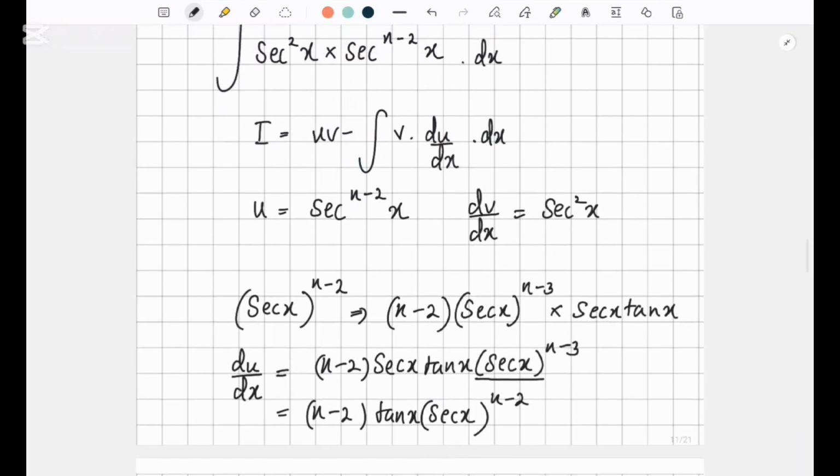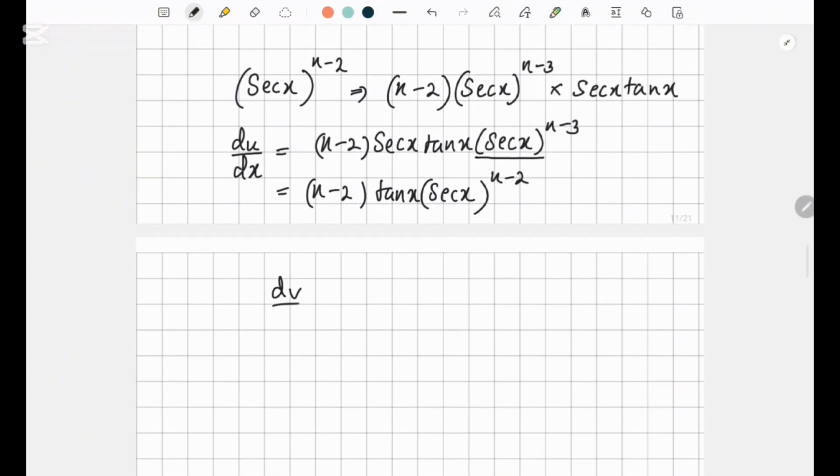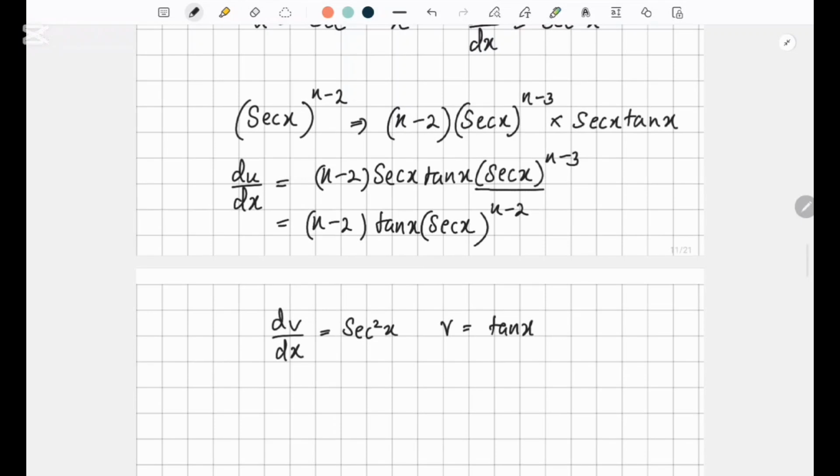So this is du over dx, and we need to find v. So dv over dx equals sec squared x. So how do you find v? We have to integrate. So v is going to be tan x. The differentiation of tan x is sec squared x. Easy. You guys have to know these because these are basics. The differentiation and integration I just did, those are basics. You guys can easily remember those, but if you guys want me to show it, please drop a comment. And if you guys have any doubts so far, please drop a comment too.